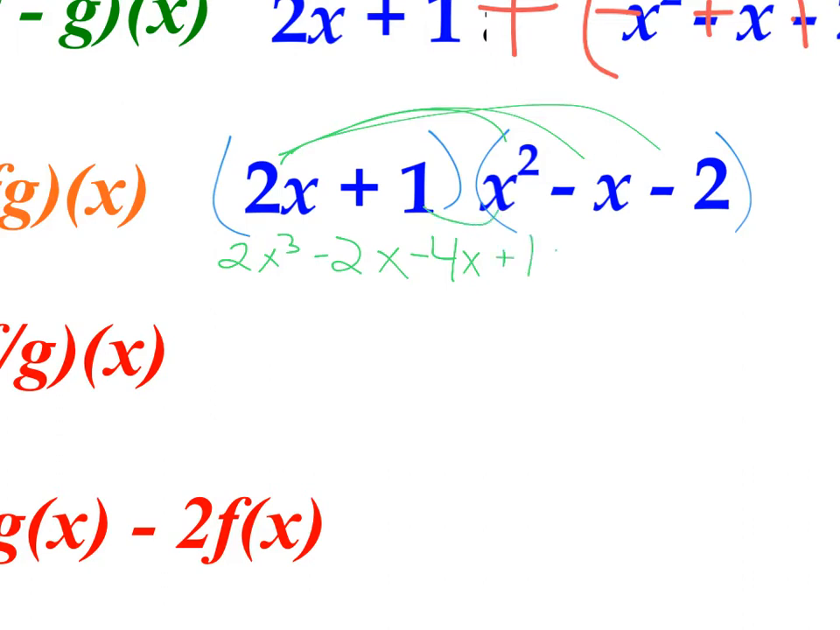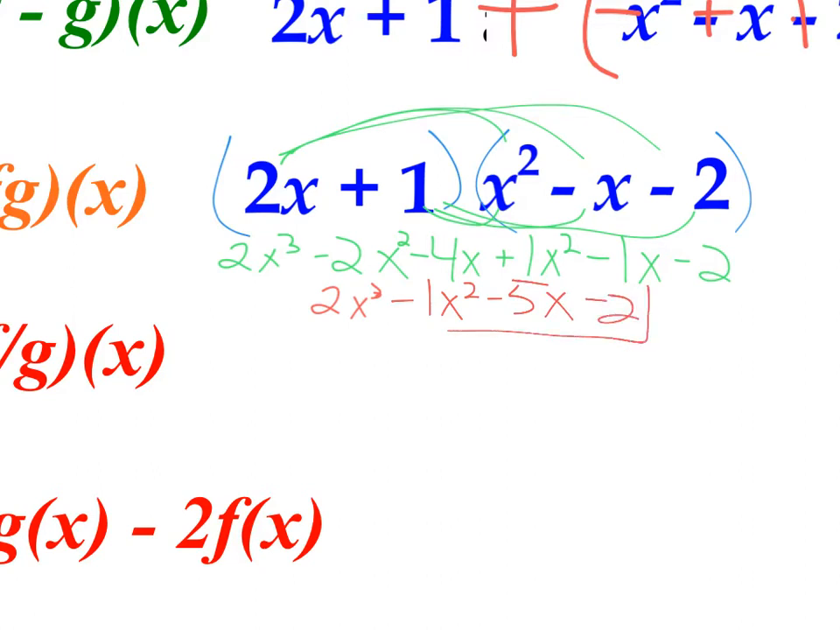So I've got 1x squared minus 1x minus 2. Combining like terms, 2x cubed. Oh gosh, that's horrendous. Oops, someone forgot an exponent. I don't want to point fingers, but it was me. 2x cubed, and we have a negative 2x squared plus 1x squared, so minus 1x squared, minus 5x after we combine like terms, minus 2. That was probably the most painful one that we're going to have to do.